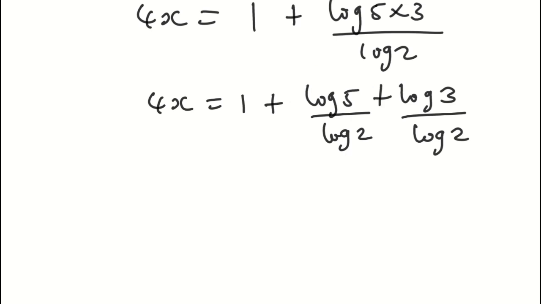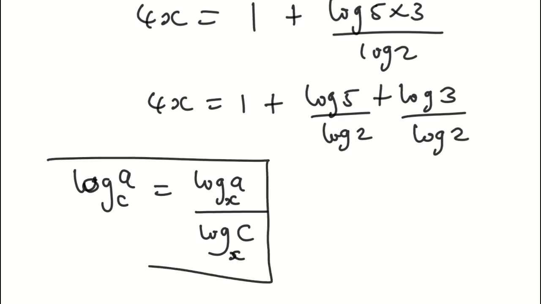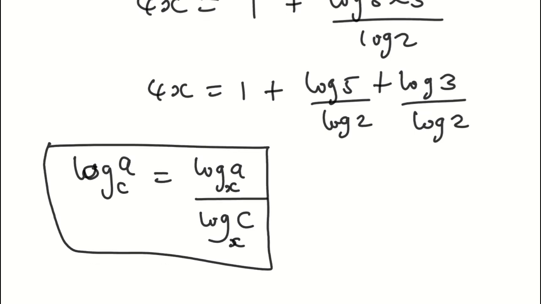Okay, I hope you know from one of the laws of logarithm, if you have log a base c, and I want to change this base to, let's say, base x, it is going to be log a base x over log c base x. This base here will become a new argument in the denominator with the same base you are changing it to, so base x. This is how the change of base rule works.